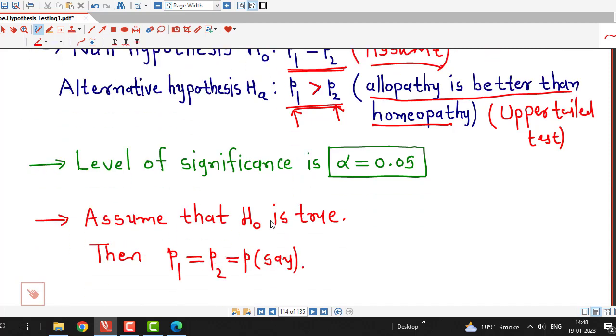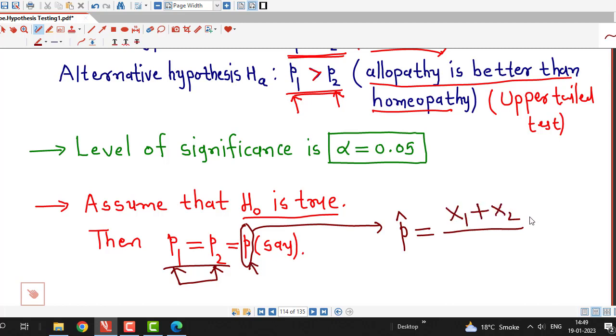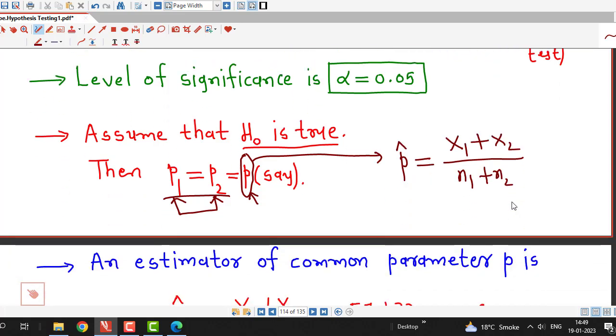We assume that null hypothesis is true, that is small p1 equal to small p2 equal to some common value which is denoted by small p. So we don't know what is small p1 and small p2. So we have to decide this small p, which is common parameter. So for that we will consider this estimator denoted by p hat. p hat is the estimator of this common parameter denoted by small p, and it is given by x1 plus x2 over n1 plus n2.